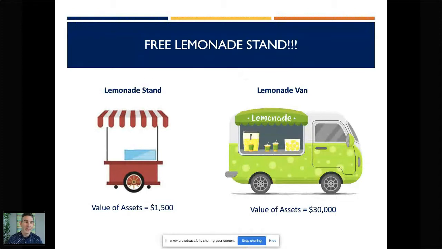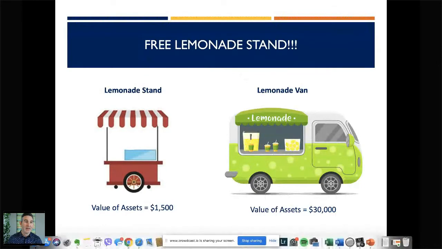So I'm gonna activate this poll over here. Just wanna hear from you guys. Which of these 2 free lemonade businesses would you take? So go ahead and head over to the poll section, and I wanna see where you guys are landing on this. Danny wants the van. That's not surprising. So I'll give you guys a minute.